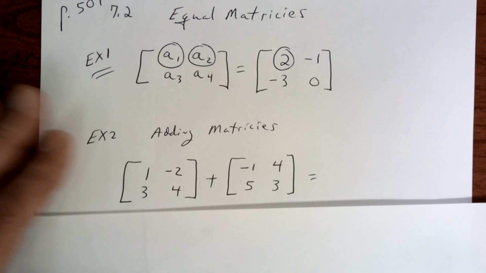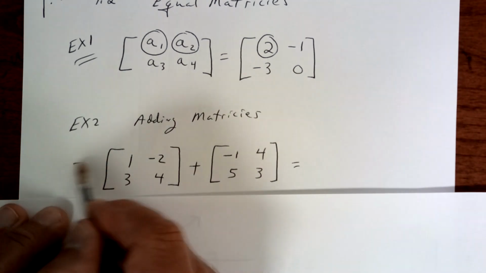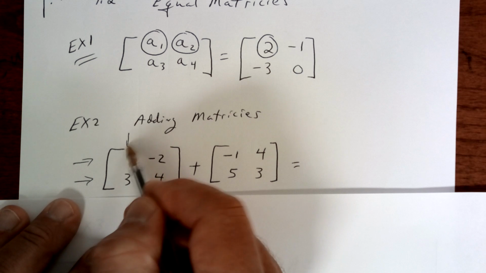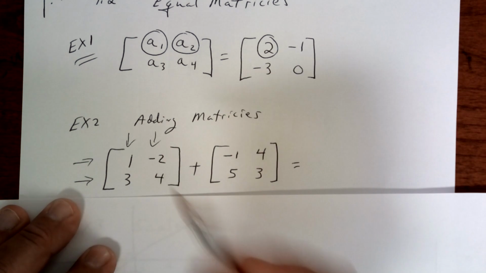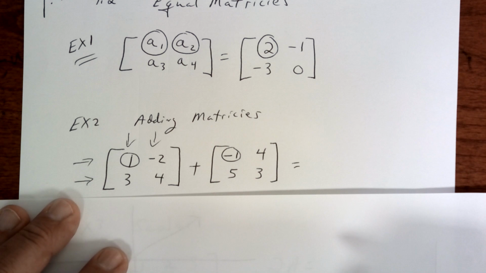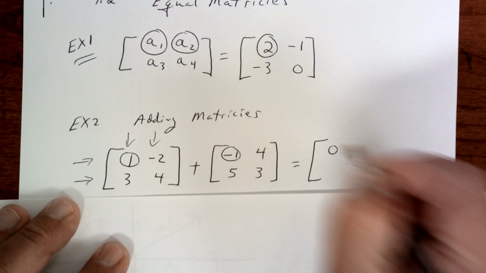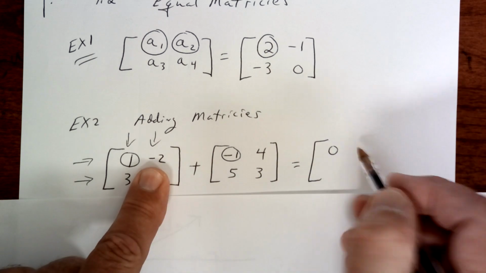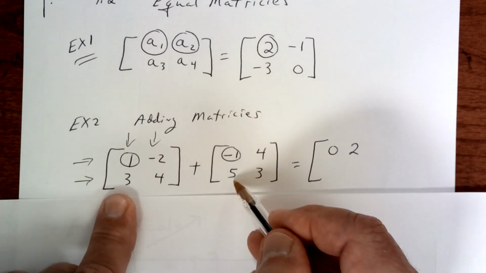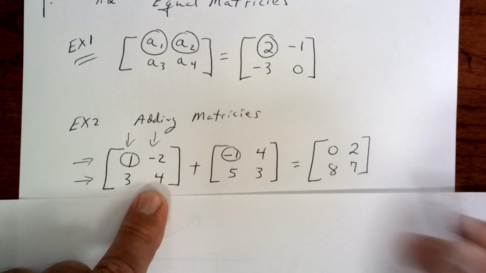Let's take a look at this one. We're going to add. Adding, notice this is a 2 by 2, 2 rows and 2 columns. And so is this one. So all you do is add up each element in the same position here. So 1 plus that negative 1 is actually going to be 0. Negative 2 and 4 is going to be 2. This one and 5 is going to be 8. And then this one is going to be 7. And there it is. And that's how you add matrices.